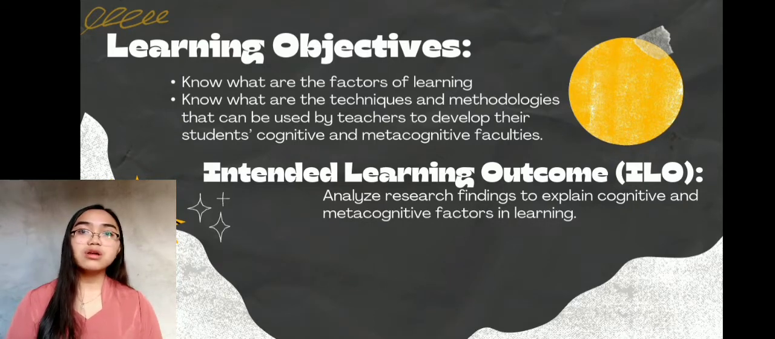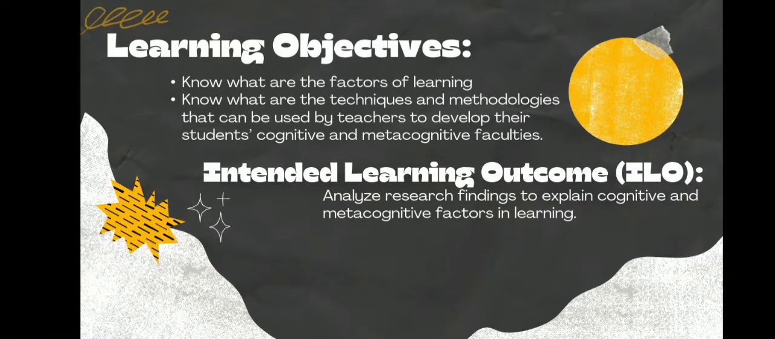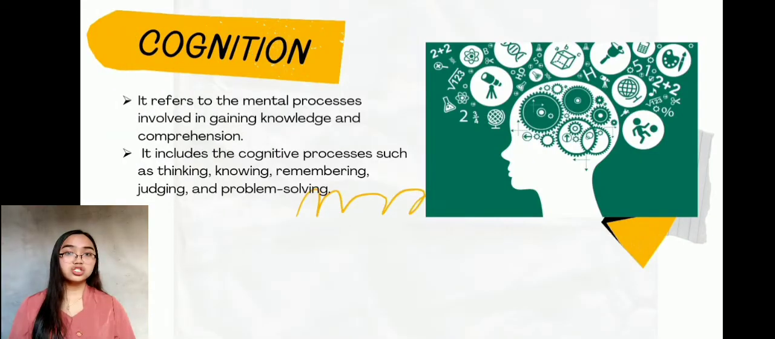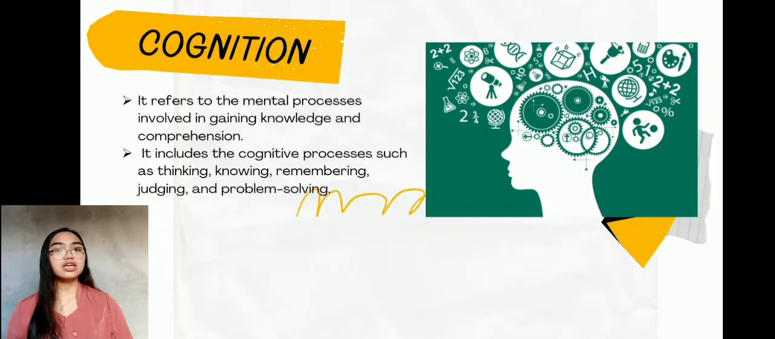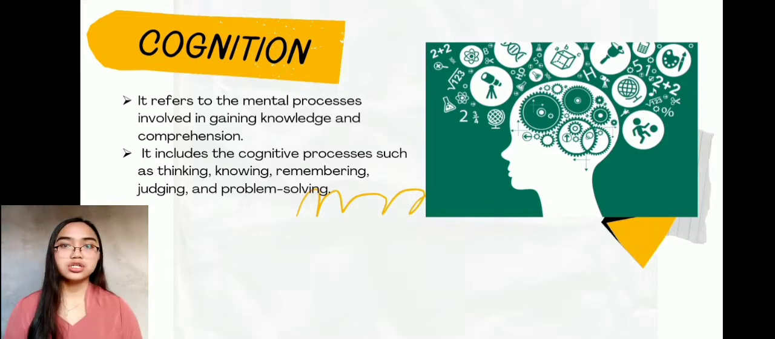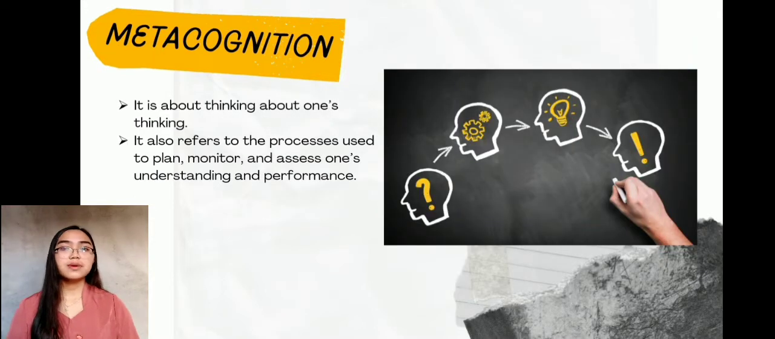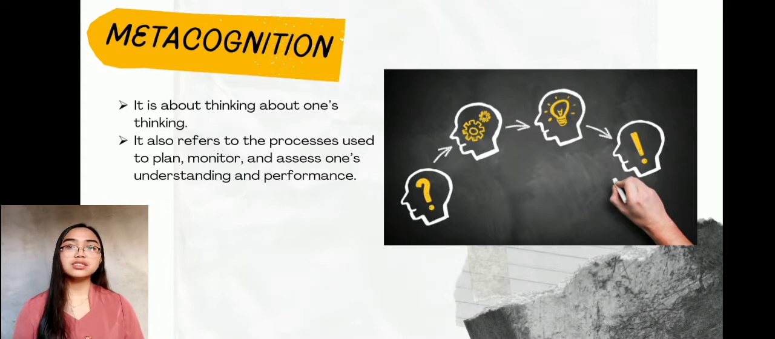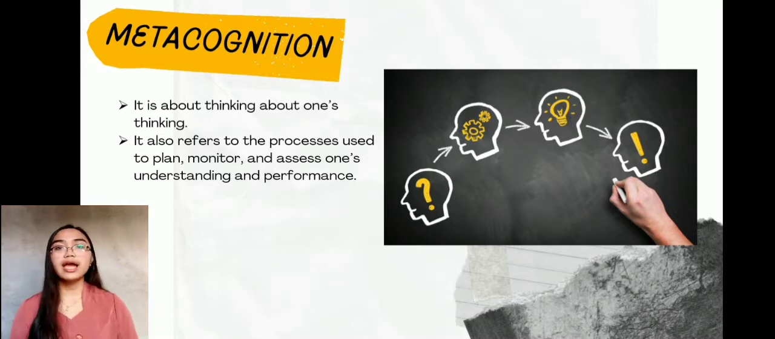Let's start with cognition and metacognition. When we say cognition, it refers to the mental processes involved in gaining knowledge and comprehension. It includes the cognitive processes such as thinking, knowing, remembering, judging, and problem solving. On the other hand, metacognition is about thinking about one's thinking. It also refers to the processes used to plan, monitor, and assess one's understanding and performance.